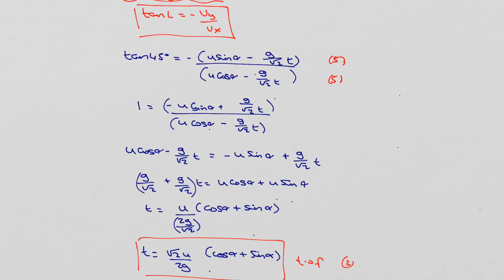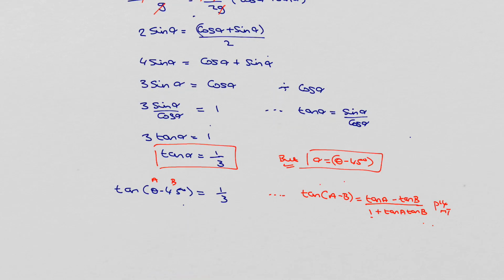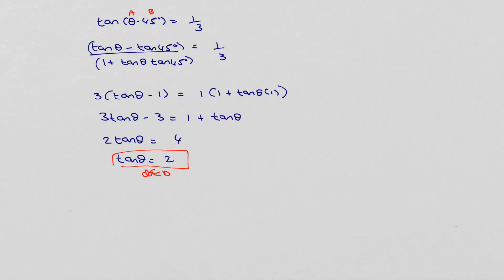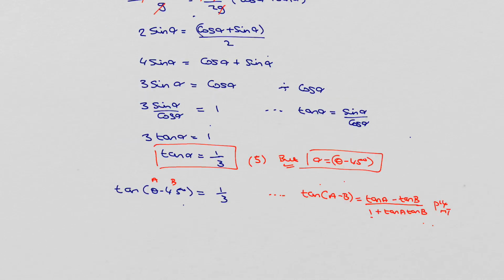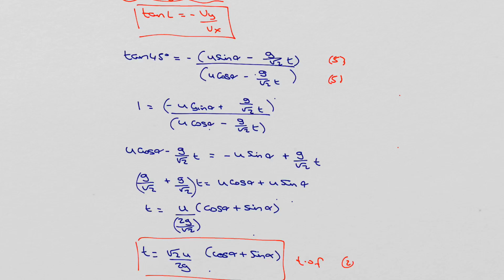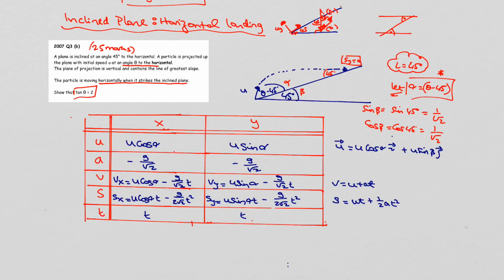And then we had another 5 for getting our tan of theta minus 45 is equal to a third. And then we had 5 marks for getting out tan theta equals 2. So we had 5, 10, 15, 20, and 25. Okay.